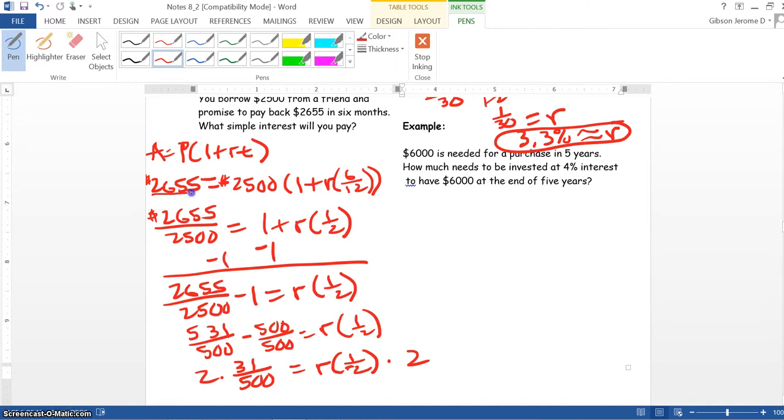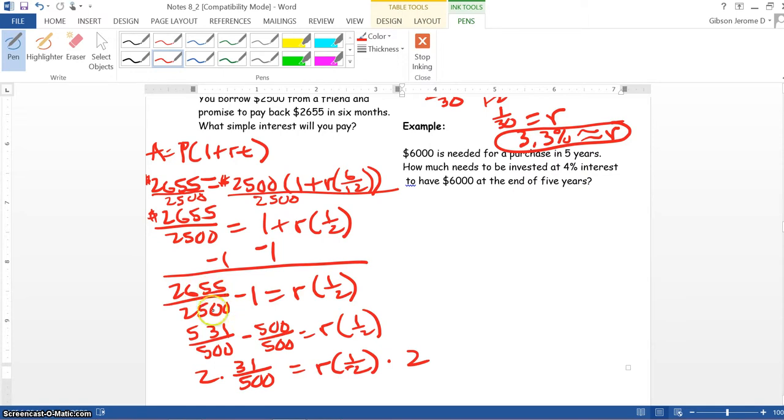Now we need to divide each side by 2,500. And what we will be left with is 2,655 over 2,500, and it equals 1 plus R times 1/2. So we will subtract 1 on both sides. And what we will end up with is this here. We will have 2,655 over 2,500 minus 1 is equal to R times 1/2.